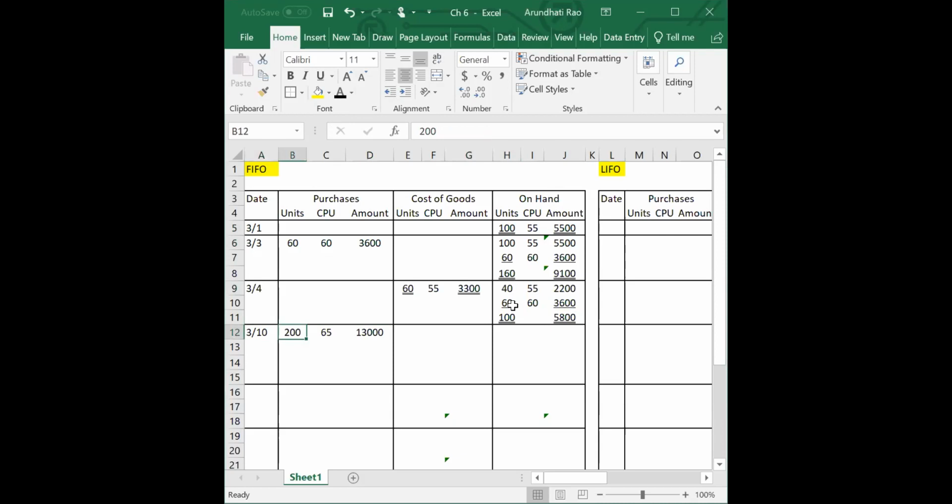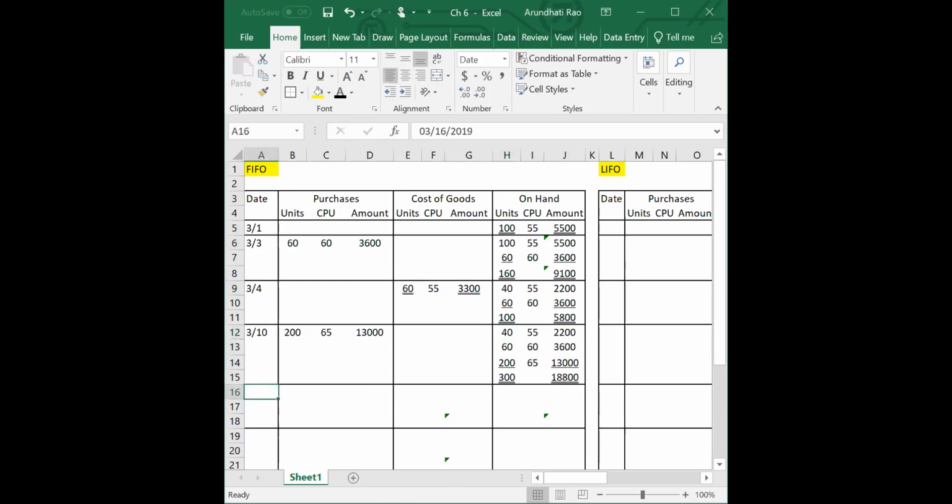So I copy these two lines over and then I add this line all in this last section, which is inventory on hand. So the oldest inventory is 40 units at $55. That's from our beginning inventory. It's still there with me. Then I have 60 units at $60 and now 200 units at $65. So the age of the inventory is important when we are doing the FIFO and the LIFO methods.